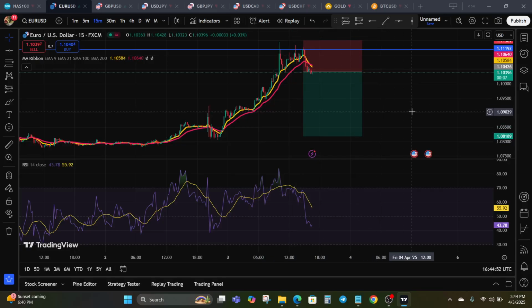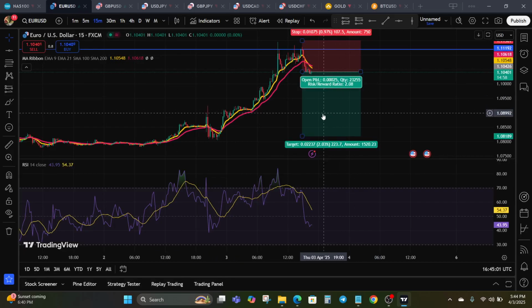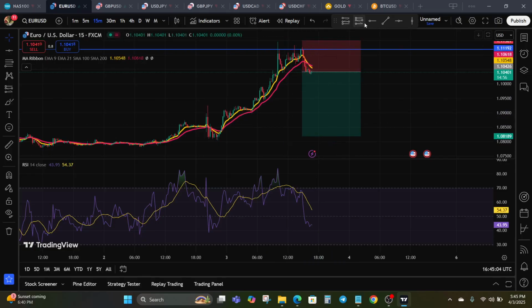Now for your exit, it is important that you set a small target, because scalping is about quick trades. So you set a realistic target within a small range. For example, remember this is the 15-minute chart, the 15-minute time frame. So you have to just be realistic when you are setting your targets.